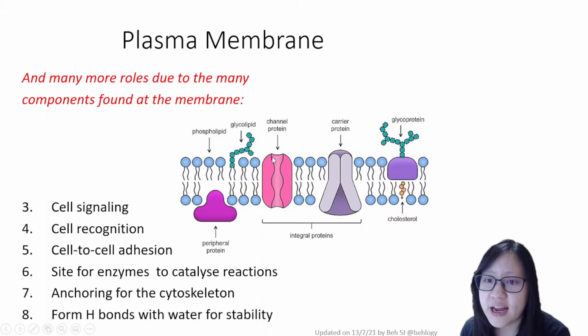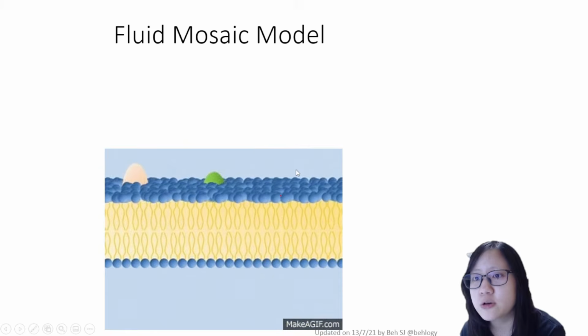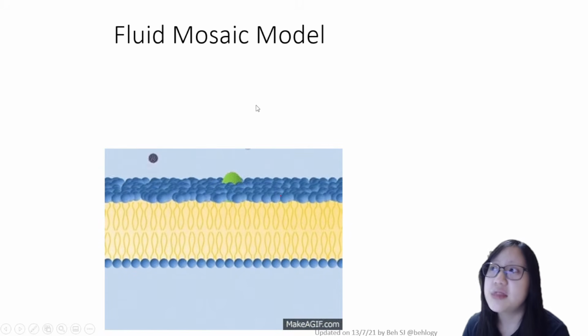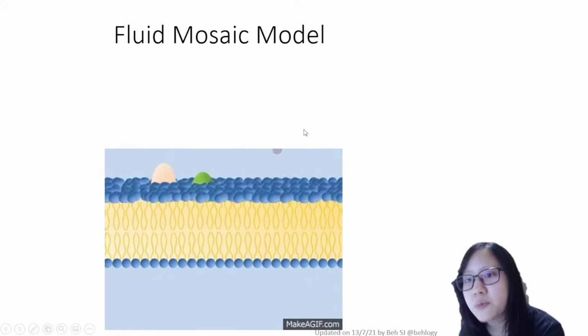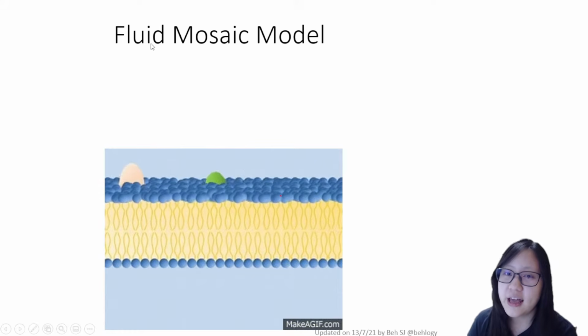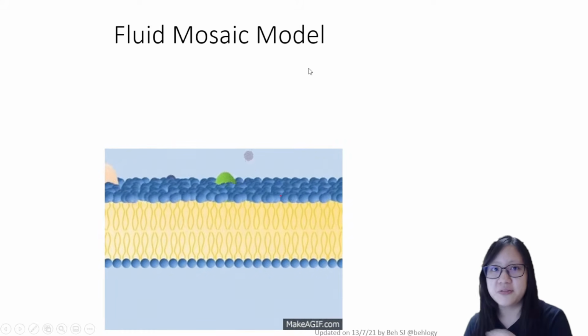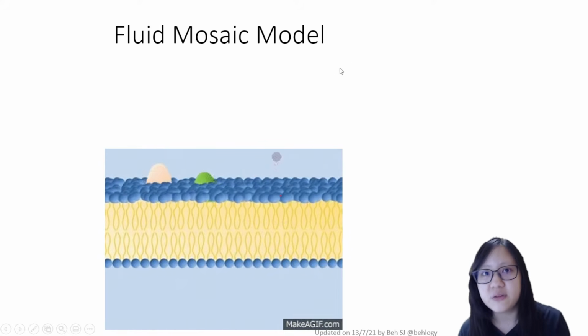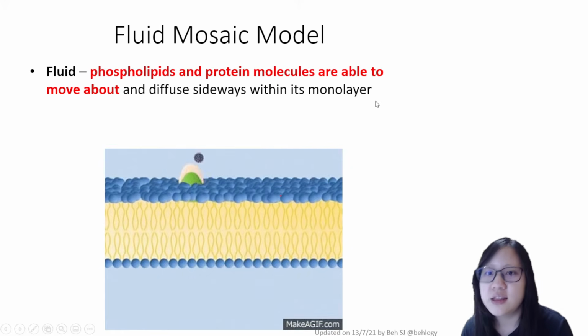Now, before we look at other components and their structure and function, we really need to talk about the fluid mosaic model. We say that the cell surface membrane follows the fluid mosaic model. And like many definitions in biology, we can take the 2 words apart and define them individually. So we define fluid first, and then we define mosaic. This is how we should write our answers as well. Define fluid first, and then define mosaic.